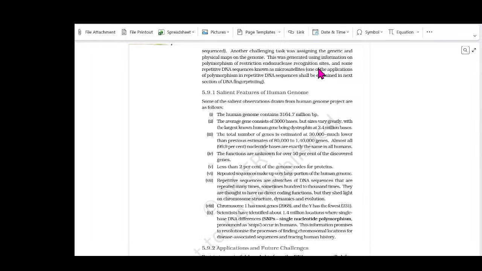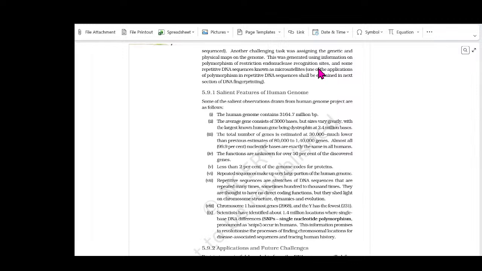The functions are unknown for over 50% of the discovered genes. Less than 2% of the genome codes for proteins. Repeated sequences make up very large proportions of the human genome. Repetitive sequences are stretches of DNA sequences that are repeated many times, sometimes 100 to 1000 times. They are thought to have no direct coding functions, but they shed light on chromosome structure, dynamics, and evolution.